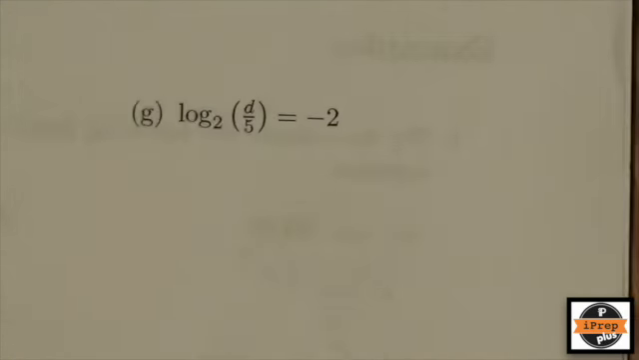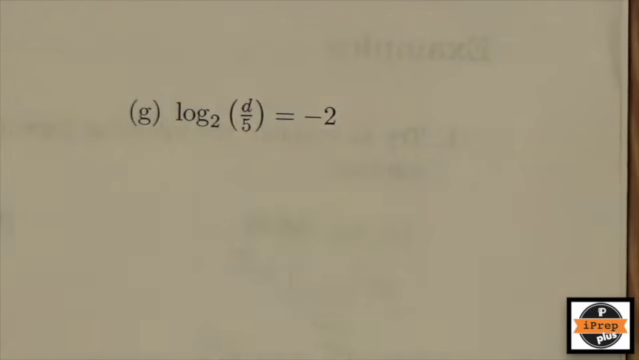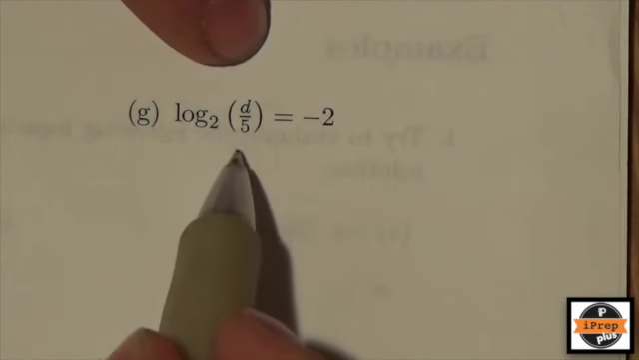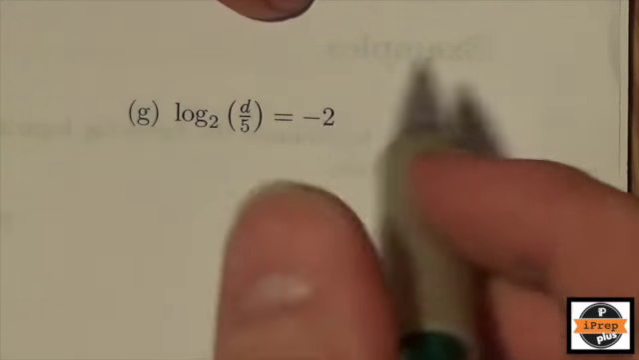Okay, g, log base 2 of d over 5 is equal to -2. Now, I know that there's some issues with negatives and logarithms. However, a logarithm can be negative. It's just we're not allowing you at this point in this course to take the logarithm of a negative. In other words, the negative can't be inside, but it can certainly be outside here.